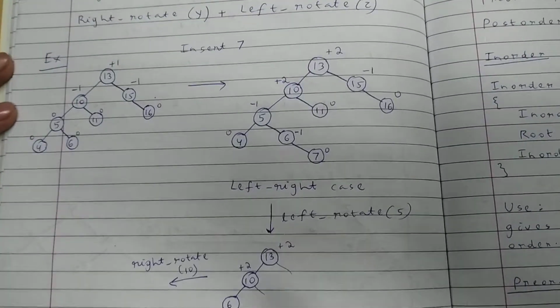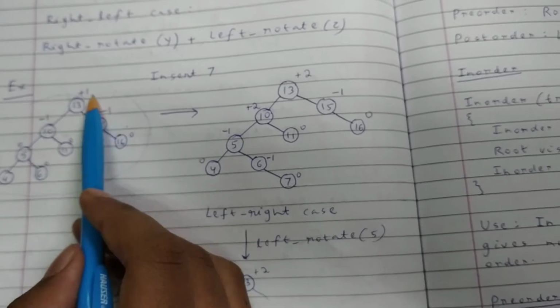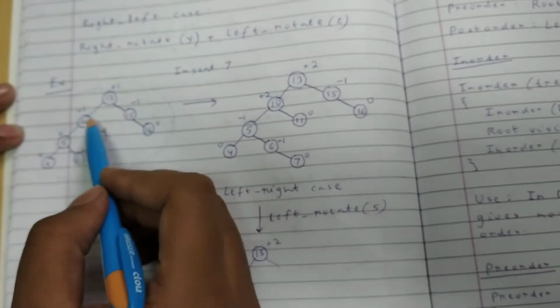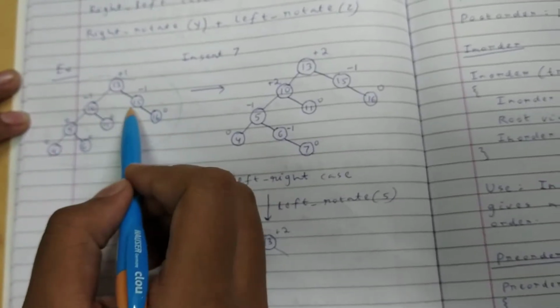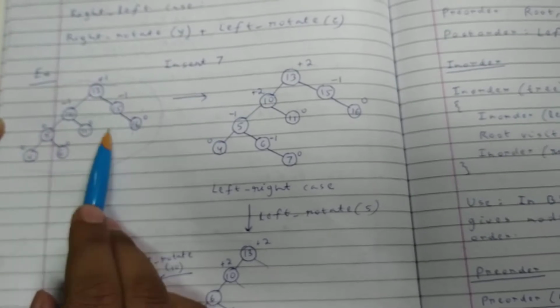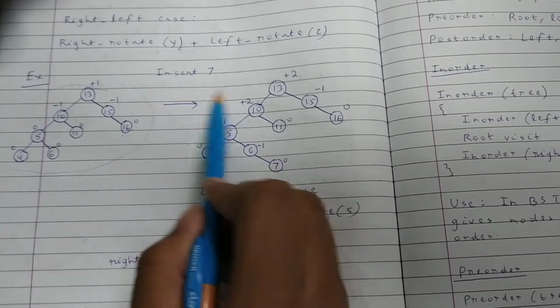So let's just see an example. Let's say this is our AVL tree. These numbers are just the height of the left tree minus the height of the right tree. Here the height of the left tree is 3 and the height of the right tree is 2, so this is plus 1. We can see all are 0, minus 1 or plus 1, so it is balanced. Let's say we have to insert 7 into this tree.